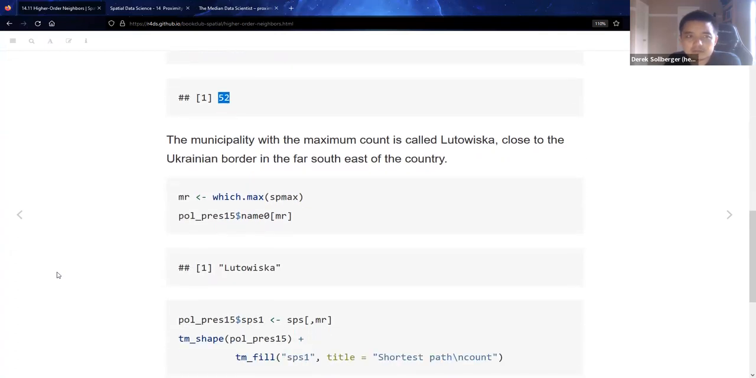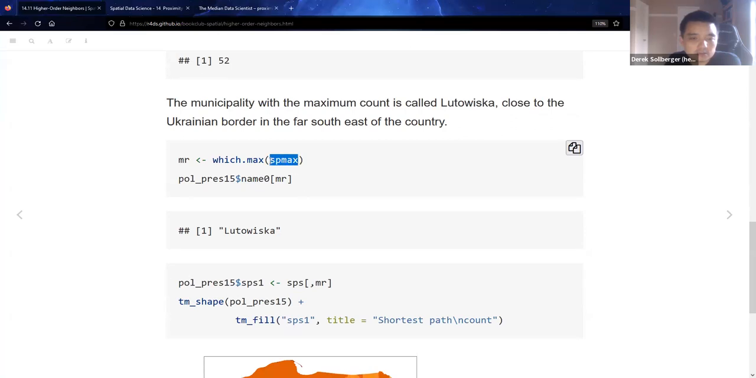Along this diameter, finding towns with the farthest distance from somewhere else in Poland, the municipality with that maximum count is, I'm going to mispronounce this, Lutowiska. And it's located in the southeast by the Ukrainian border. You take that maximum number of steps, plug it back into the original data frame to figure out which row it was, and we could find out where that path starts.